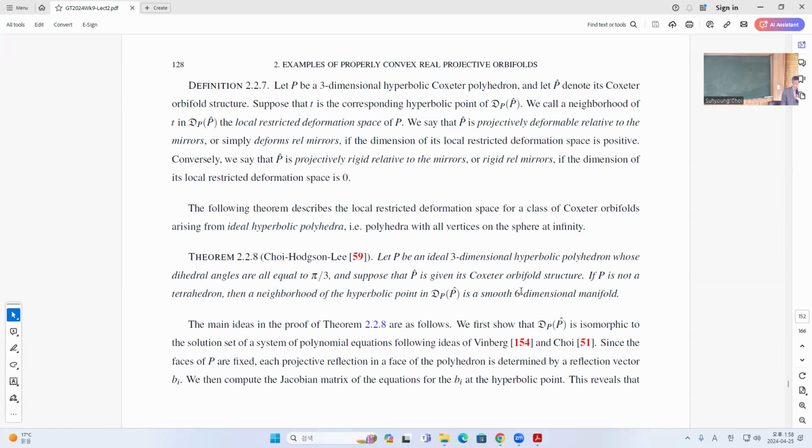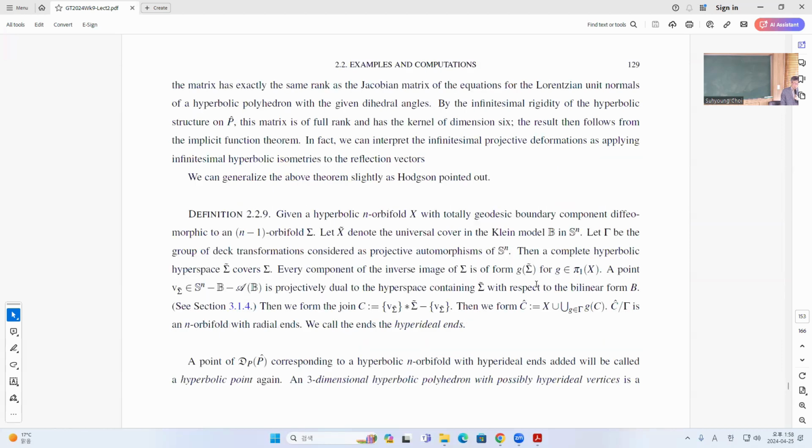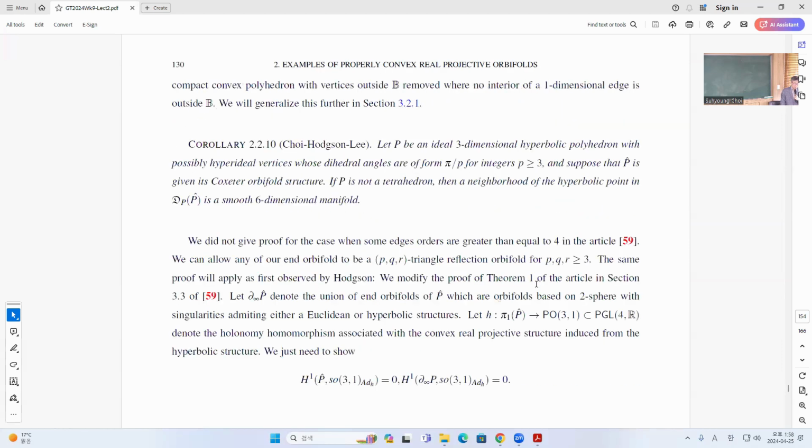So in this case, we don't have any finite vertices. We only have infinite ideal vertices. Okay, and then we actually generalize this to cases pi over p, p bigger than or equal to 3, and then only has hyper-ideal or ideal vertices. Then this is still true. Okay, so this dimension is.